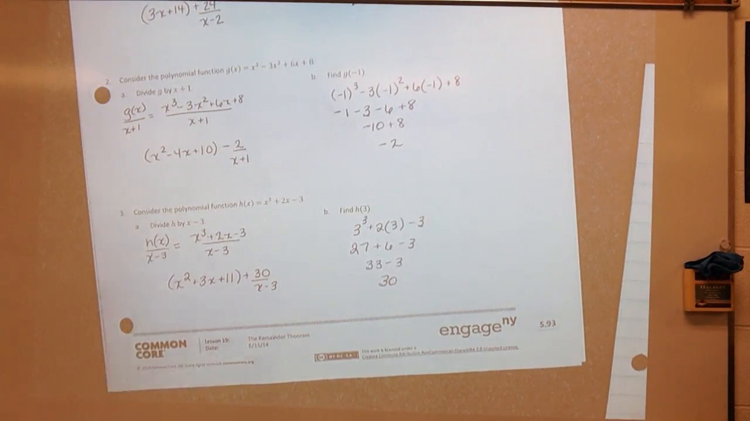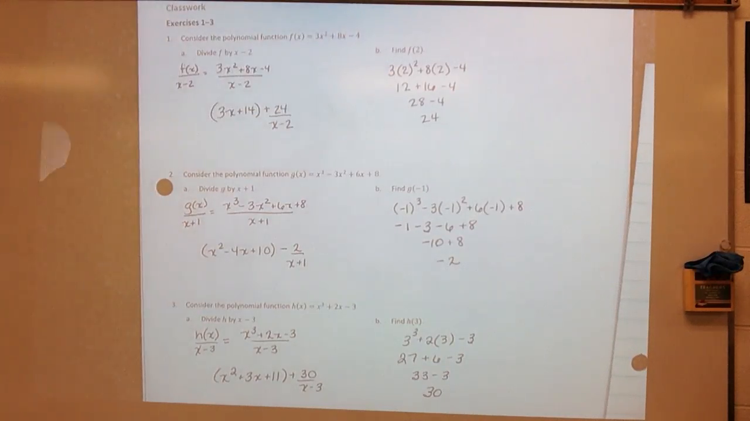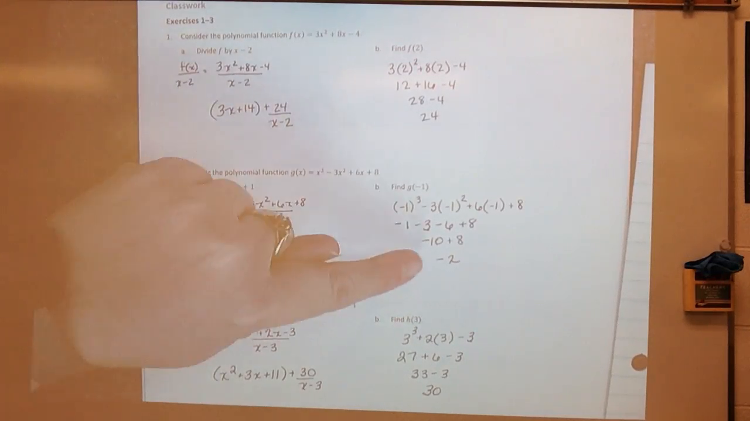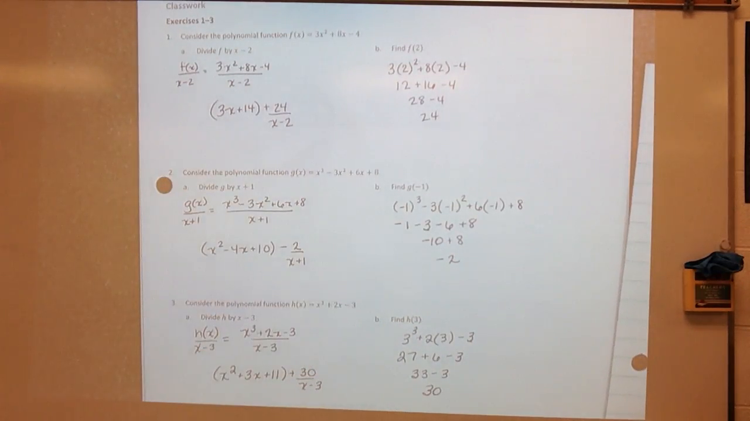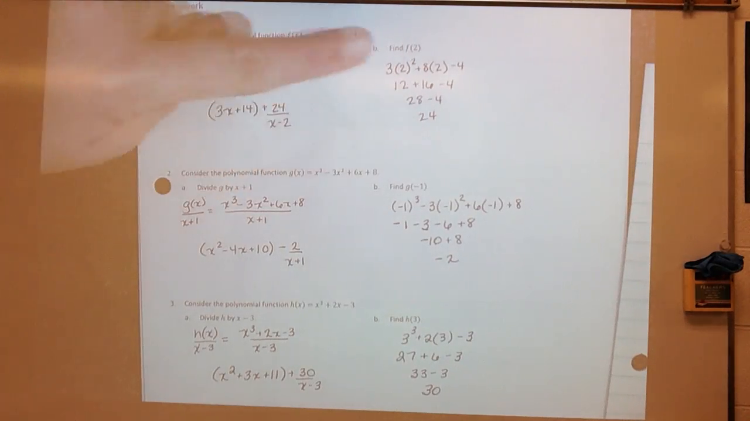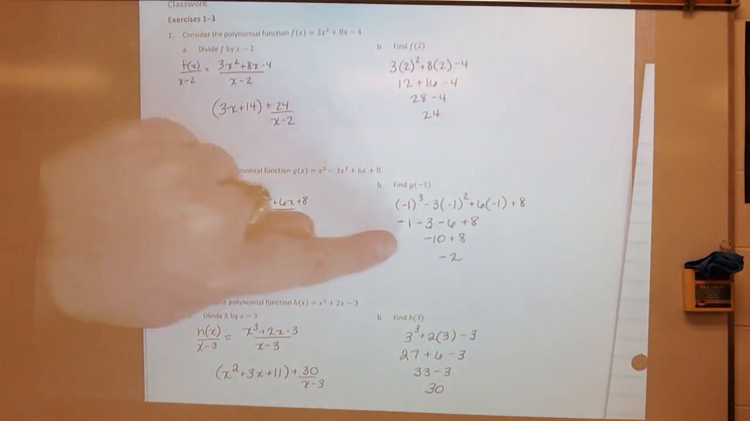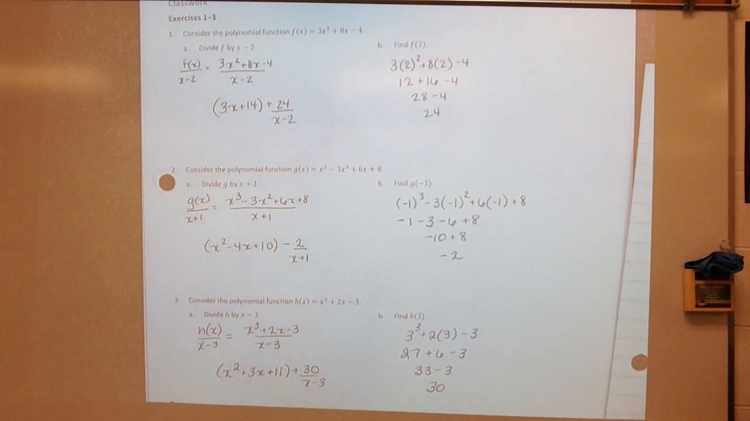Alright, so we're going to take just a second and look at this for a minute. I want to discuss a couple of things. So I want you to go back and look at what was f of 2. F of 2 was 24. G of negative 1 was negative 2, and h of 3 was 30. So looking at that, do you see a pattern? Well, if you will notice, my number here is the same as my remainder. Alright, so 24 and 24, negative 2, negative 2, 30 and 30.